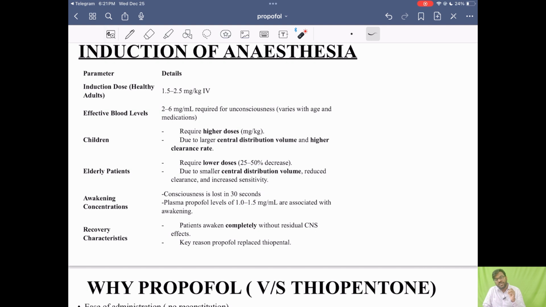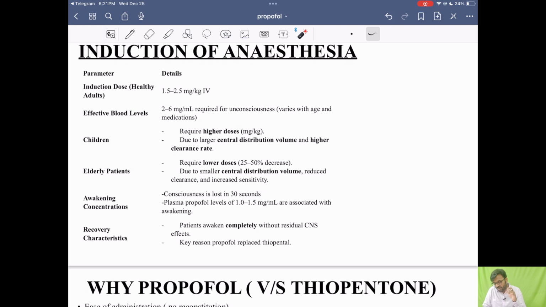The propofol dose in a healthy adult is approx 1.25 to 2.5 mg per kg. This is the IV dose. Okay, and if the patient is a pediatric patient, they will require much higher doses. Why do they need higher doses? Because they have a large central distribution volume and a higher clearance rate. The metabolism is fast, the clearance rate is fast. You need a bigger dose as compared to an adult.